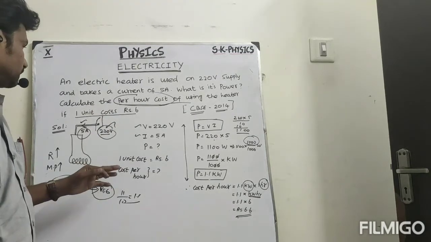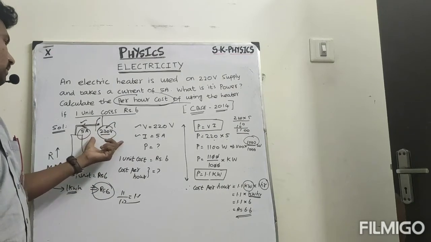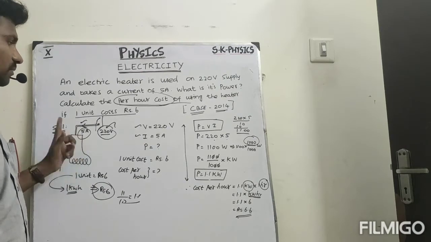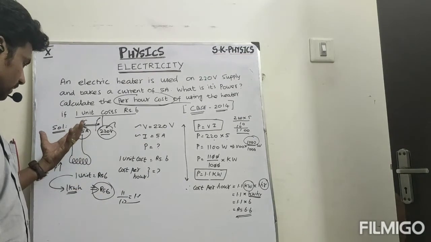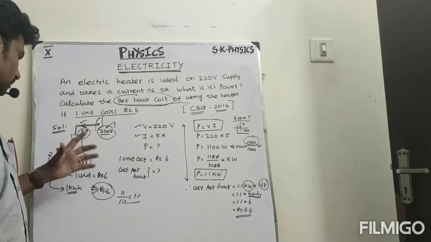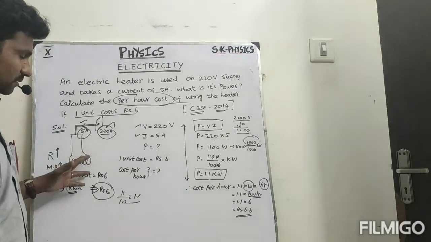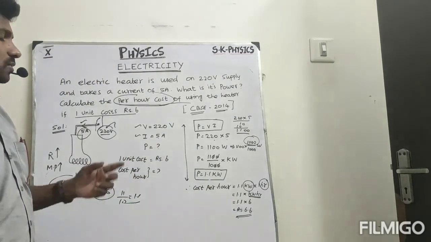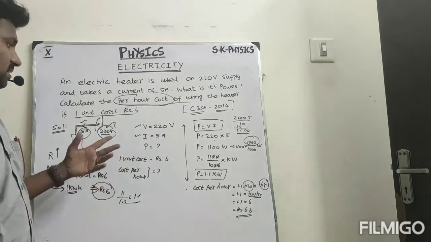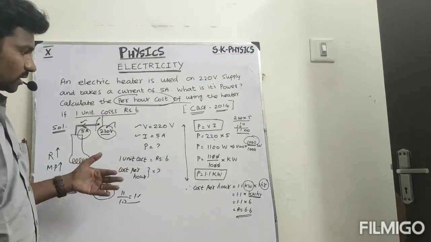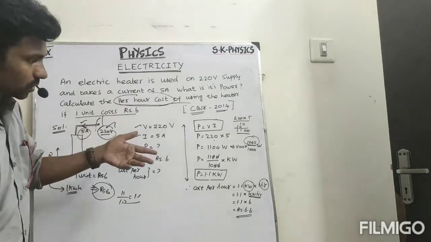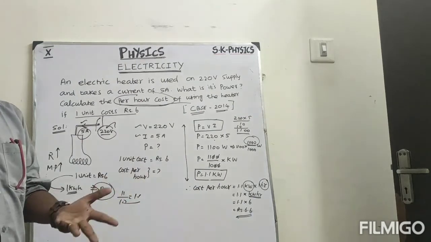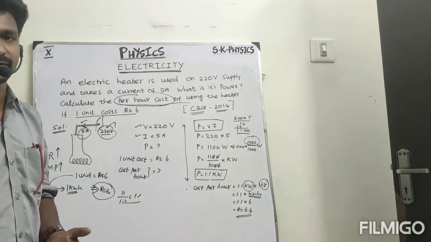So if one electric heater is operated on a 220 volt power supply by passing a current of 5 ampere through the circuit, the power of the electric heater is 1.1 kilowatt. For one unit the cost is ₹6, so for 1.1 units the cost is 6 rupees 60 paise. That's all. Very simple question. Okay, thank you.